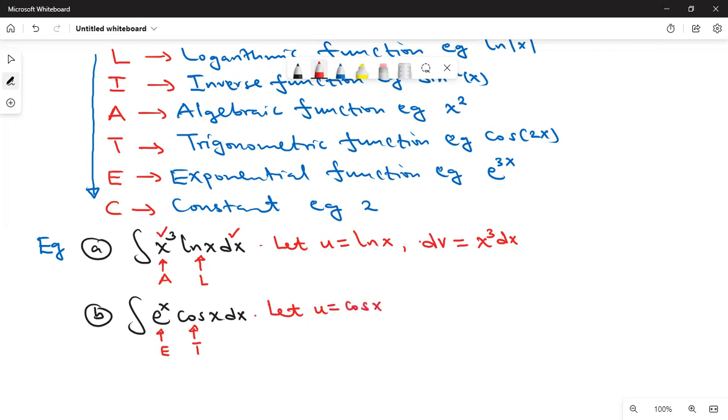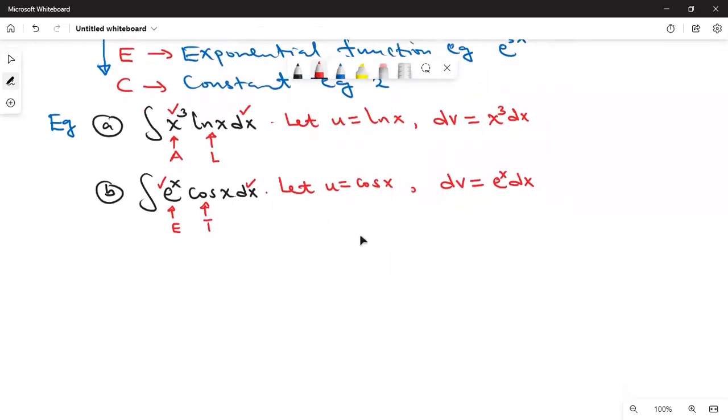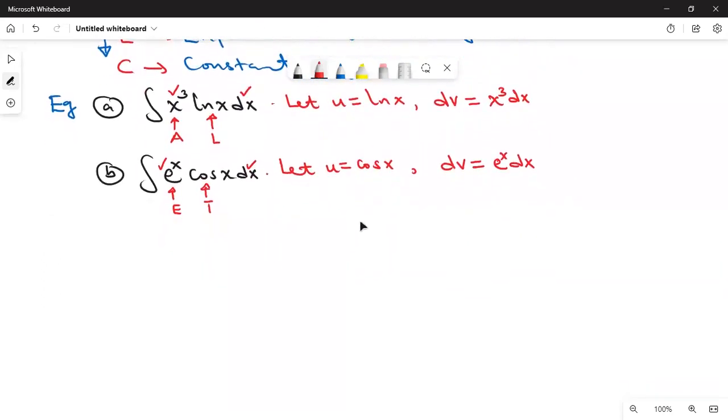Now what do we remain with? Exponential x dx. That will form dv. So in this case, dv will be equal to exponential x dx. I'm just showing you how to choose u and dv. Then in the examples, I'll tell you how to apply the formula now. Let me give you another one.